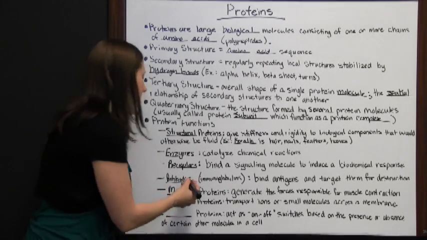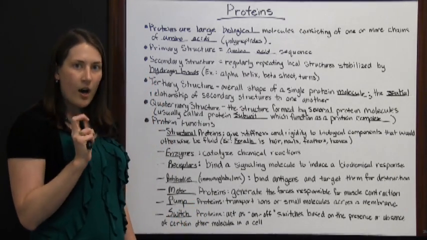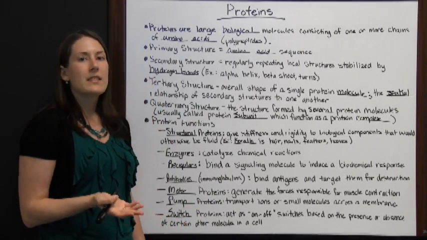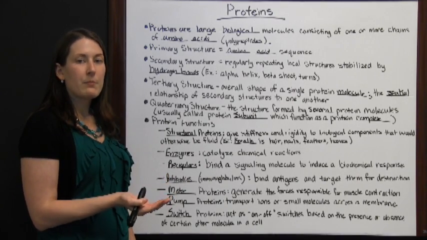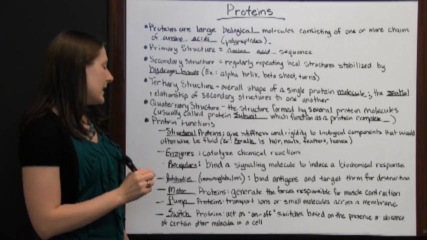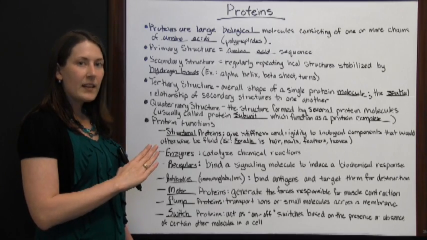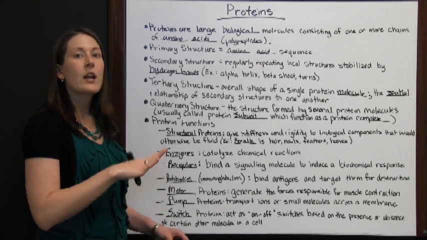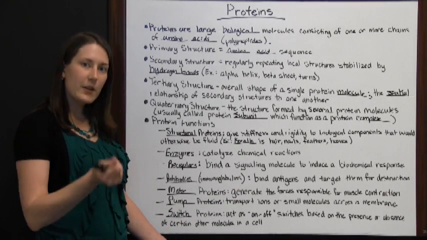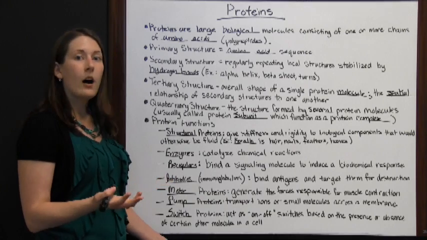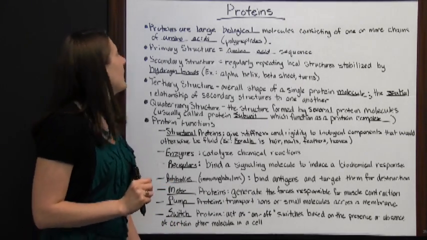the membrane. Lastly, we've got switch proteins, and these act as an on-off switch based on the presence or absence of certain other molecules in the cell. So if a cell was waiting for a certain molecule to be present to do something, then the switch protein is going to act as an off switch and keep the cell from performing that function until the certain molecule it's waiting on is present. Once it's present, it flips the switch and says, basically, it's on. It can perform this function now. So it acts as like an on-off switch for the cell.